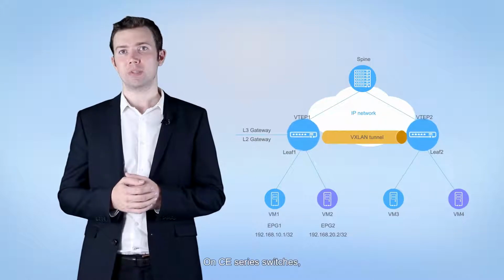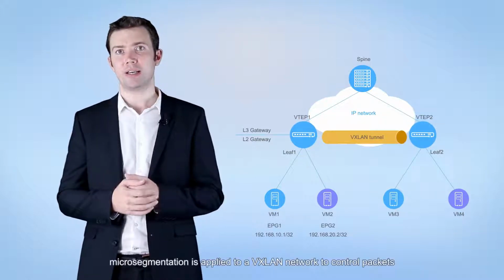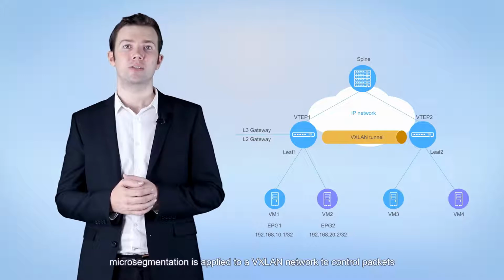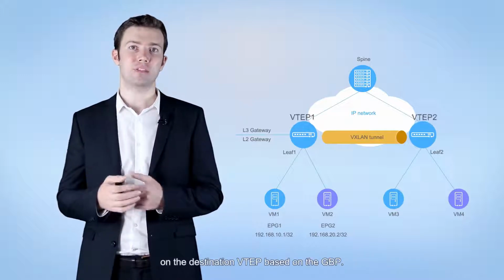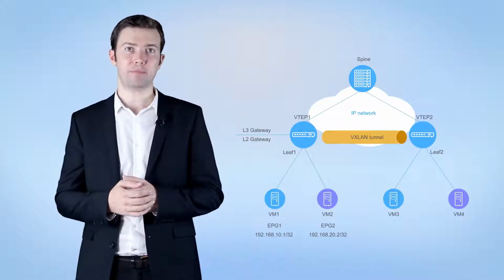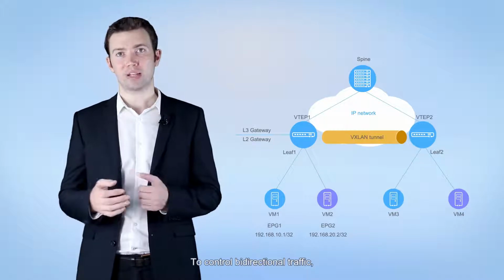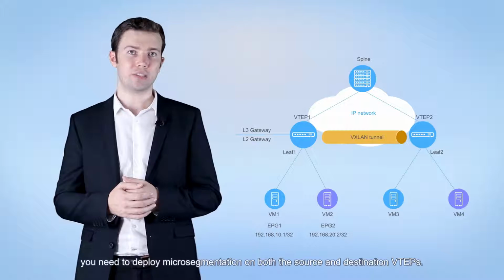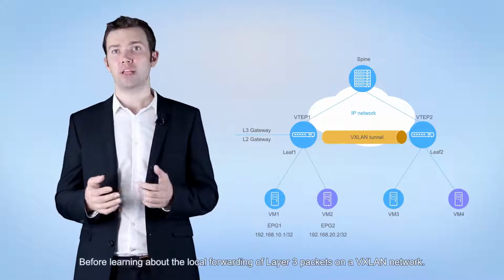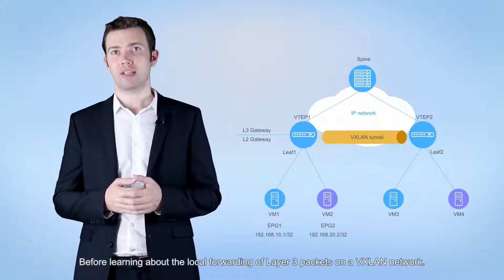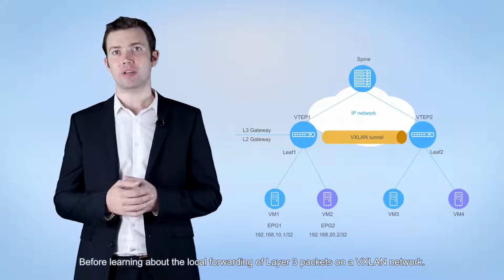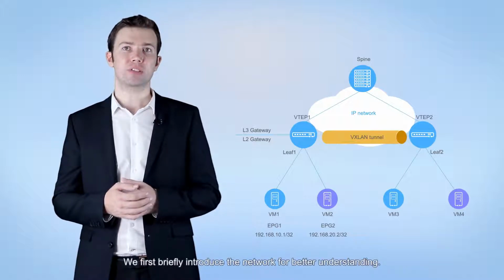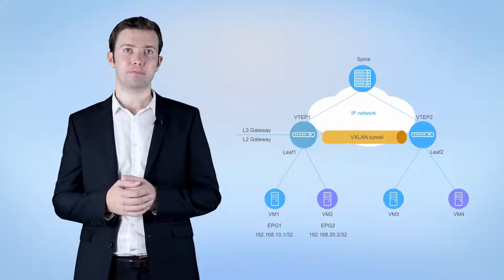On CE series switches, microsegmentation is applied to a VXLAN network to control packets on the destination VTEP based on the GBP. To control bidirectional traffic, you need to deploy microsegmentation on both the source and destination VTEPs. Before learning about the local forwarding of layer 3 packets on a VXLAN network, we will first briefly introduce the network to help your understanding.